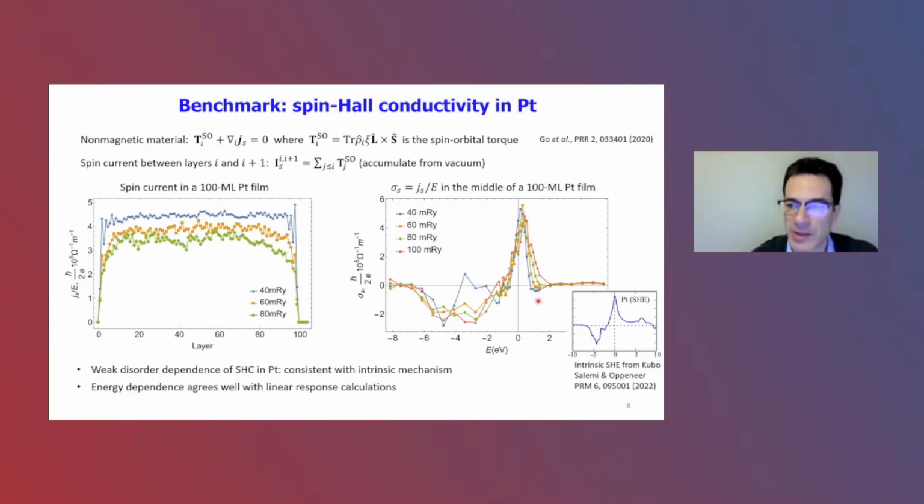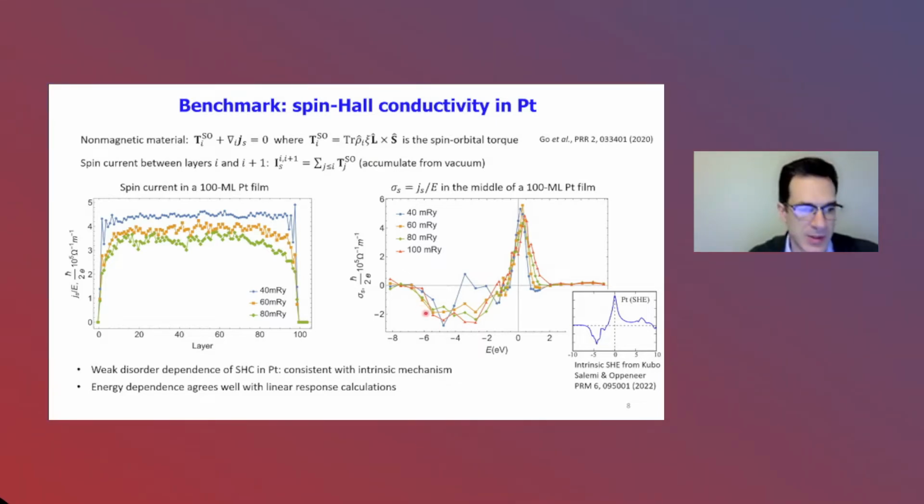And we can compare this with the calculation of the intrinsic spin-Hall conductivity from the Kubo formula. This is pretty much just the integral of the Berry phase over the filled part of the electronic bands. And we see that the shape is very similar. The amplitude, the magnitude, is actually also quite similar.